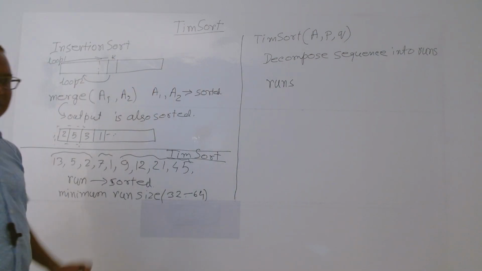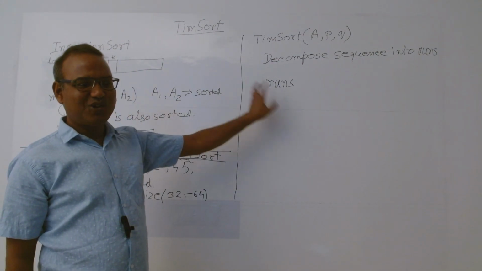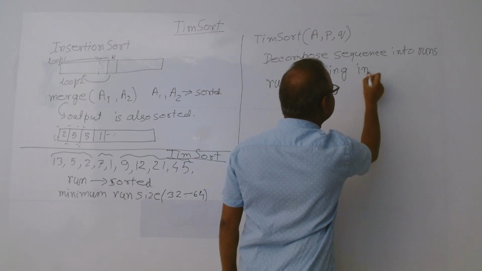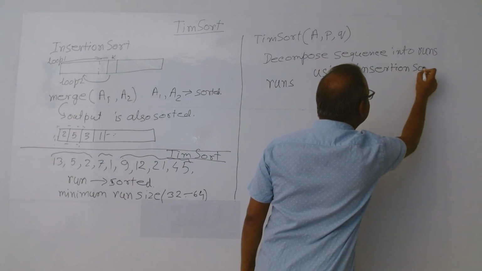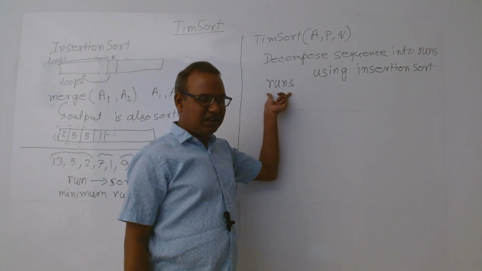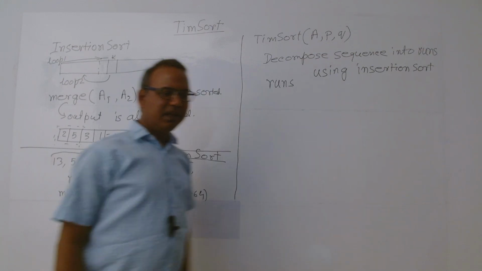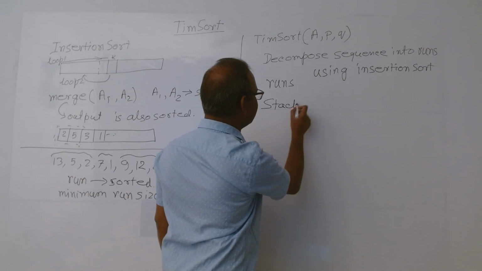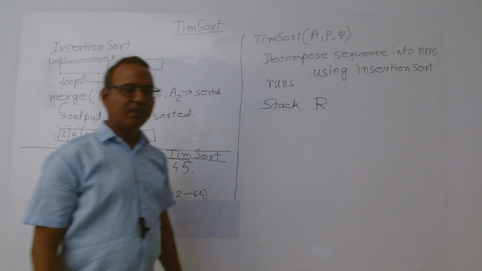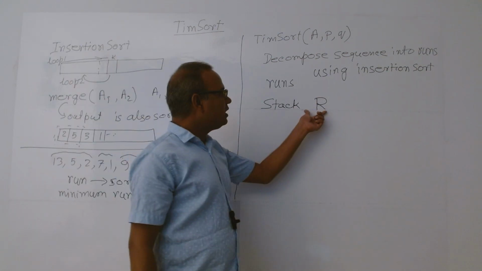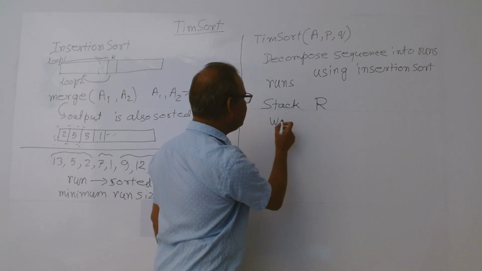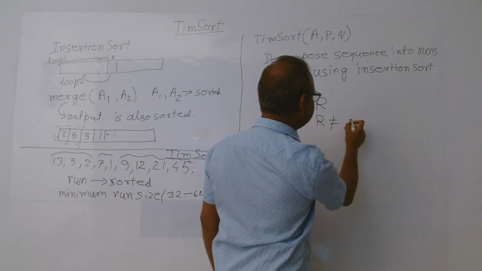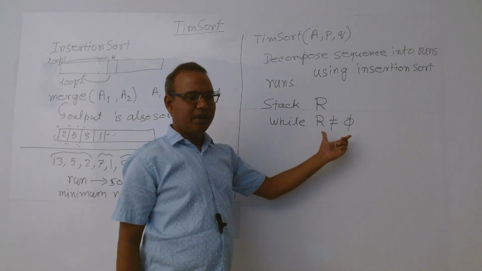Okay. Now the concept of run is clear. So we are creating sorted subarrays using insertion sort. Now the run set is created. What is the next step? Next step, we have to take a stack. Let's say the stack is named R. R is the stack. Okay. Now there is a loop. We may take a while loop. While R is not equal to empty, we have to continue.